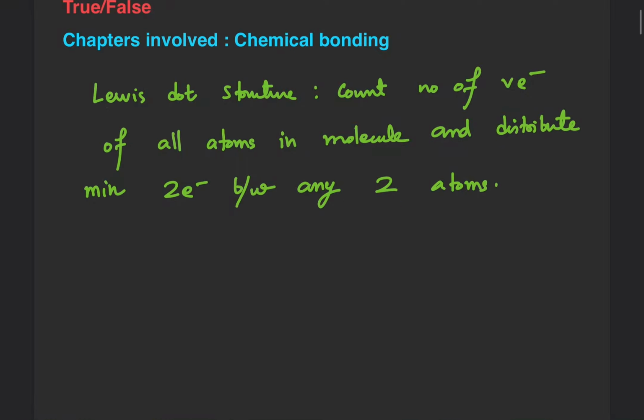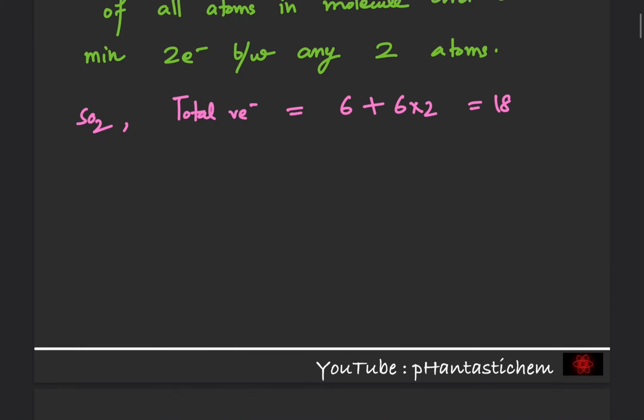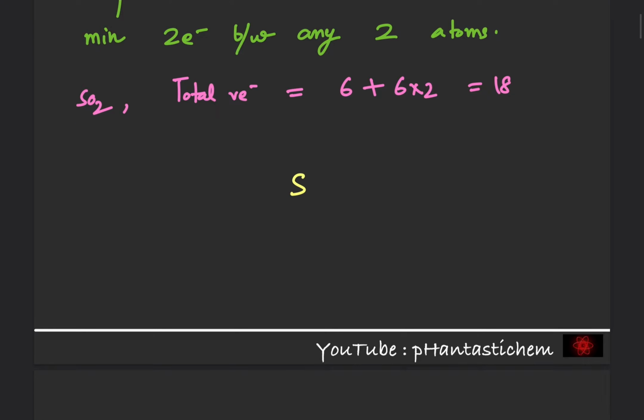For SO2, the total number of valence electrons will be 6 from each of them. So 6 plus 6 into 2, which is 18. So we have to distribute 18 electrons. So write S, O and O, give minimum 2 between atoms and distribute the other electron pairs. Try to complete the octet of every atom, counting up to 18.